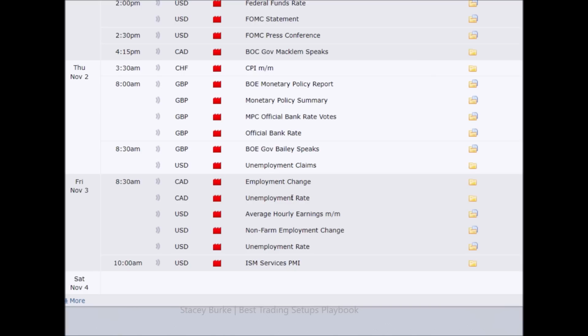We have Canadian unemployment and non-farm payrolls on Friday. ISM services PMI at 10 a.m. So a major week of major red news.